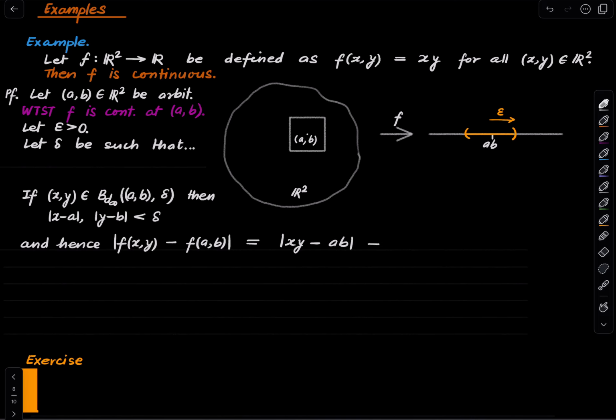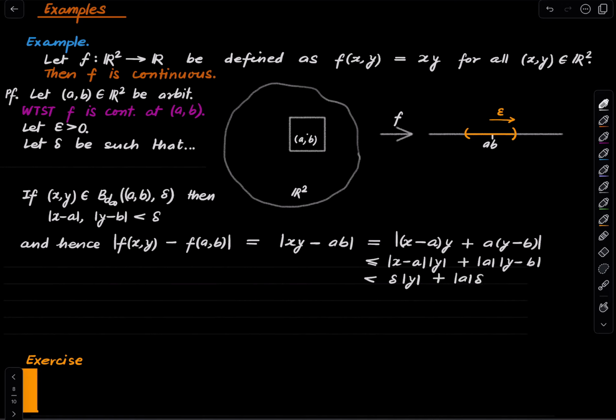And here we'll play a little trick. This is just a small trick. Note that this expression is the same as that expression. This cancels out. So this is less than or equal to, by triangle inequality, immediate from the triangle inequality, delta times |y| plus |a| times delta, because this is less than delta and that is less than delta.